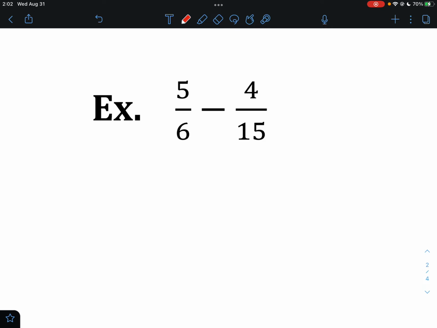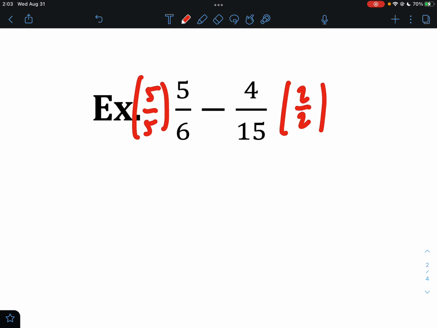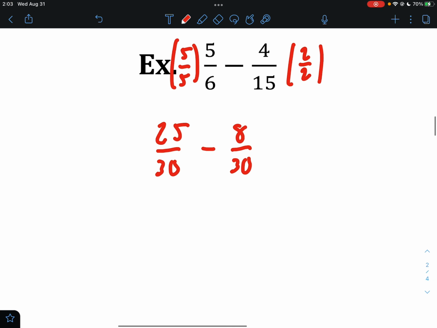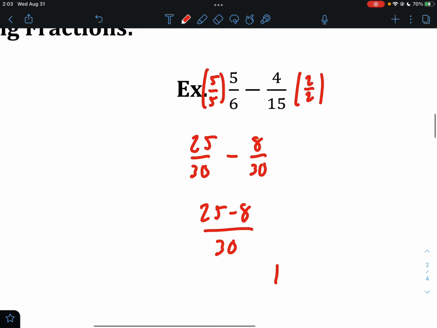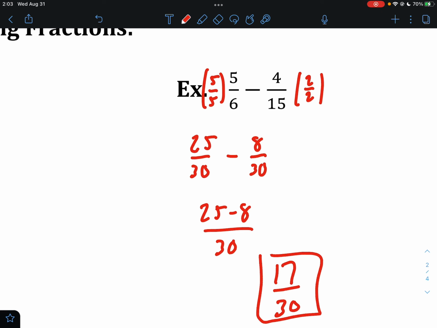So if we multiply the first fraction by 5/5 and the second fraction by 2/2, that would give us 25/30 minus 8/30. And again, this next step here is something we could skip. We get 25 minus 8 over 30. So then our final answer would be 17/30. So 5/6 minus 4/15 would be 17/30.